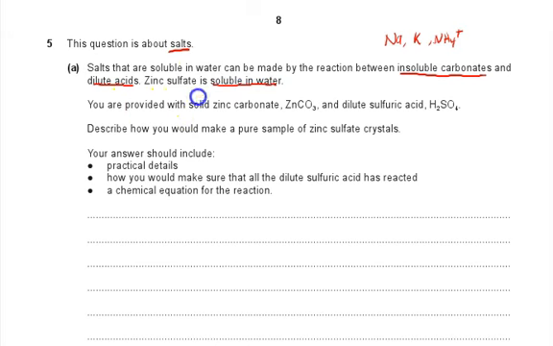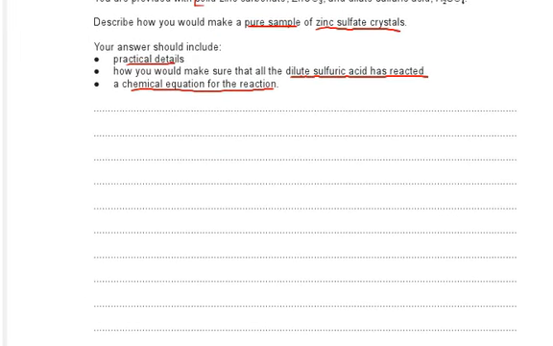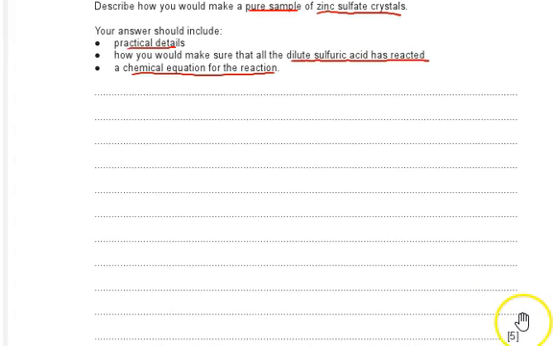Okay, you are provided with solid zinc carbonate and dilute sulfuric acid. Describe how you would make a pure sample of zinc sulfate crystals. Your answer should include the practical details as well as how you would make sure that all the dilute sulfuric acid has reacted, and a chemical equation for the reaction. Okay, the marks for this question is 5 marks.